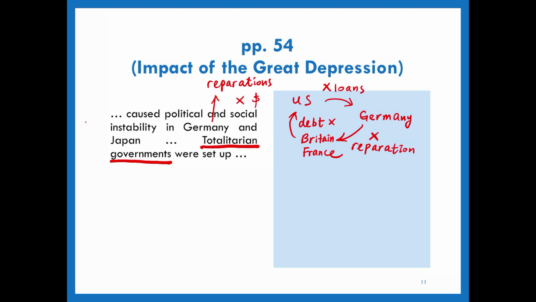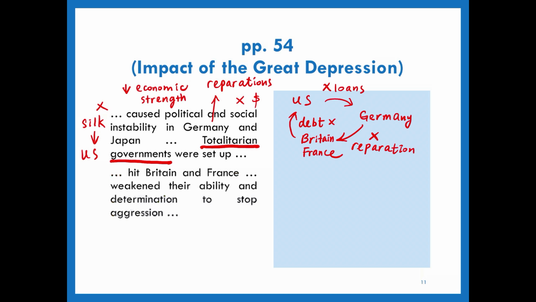Okay, let's turn to talk about Japan. Japan relies heavily on the United States because they sell silk to the United States. And the United States didn't have money anymore after the Great Depression, so they would not buy silk from Japan, and Japan suffered from recession. The economic strength declined a lot. This is what happened in Japan.